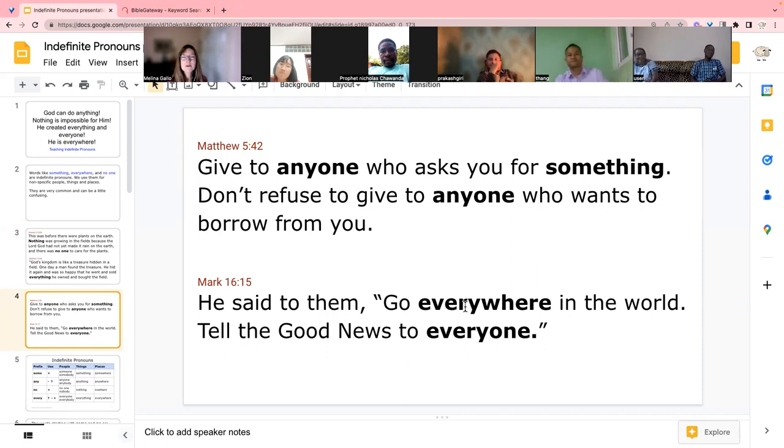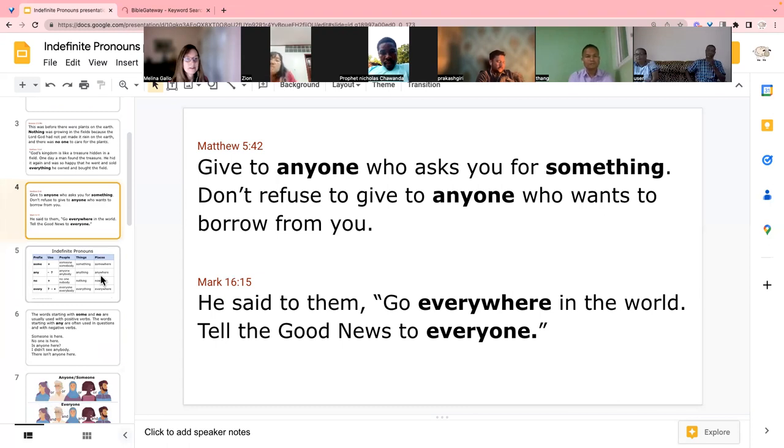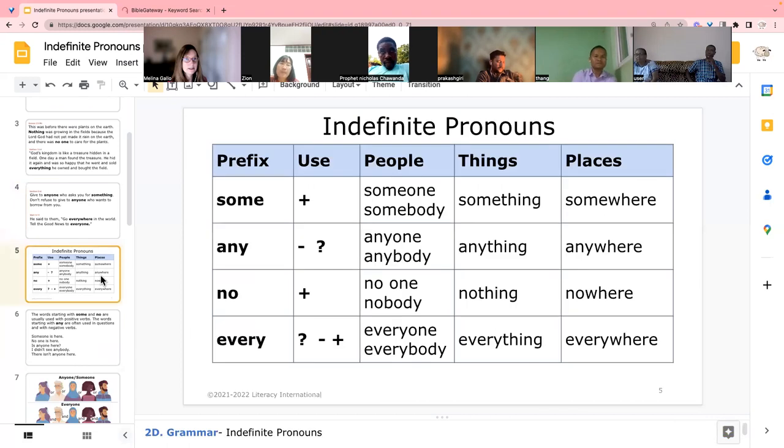He said to them, go everywhere in the world. Tell the good news to everyone. So that's what we aim to do. So these are some examples of indefinite pronouns in usage, but I'm going to show you a little chart here that breaks them up and makes them perhaps a little easier to understand.